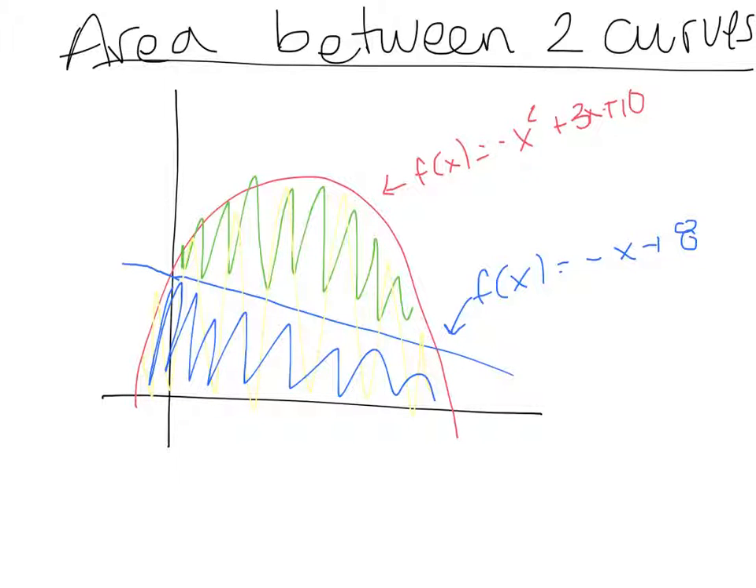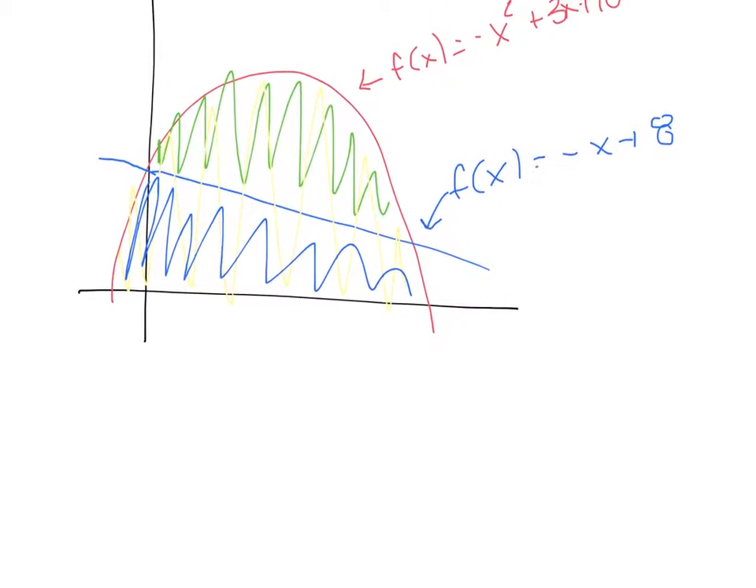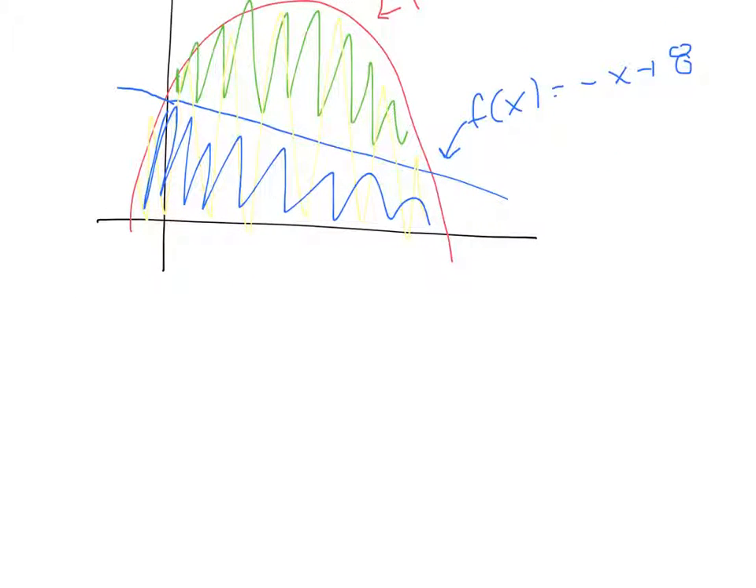So hopefully you hear area under a curve, and your first thought is, okay, I need to take the integral. So I need to take my integral of my first curve, negative x squared plus 3x plus 10, dx, because that's going to give me the area of my parabola, and then I need to subtract it from the integral of my line.